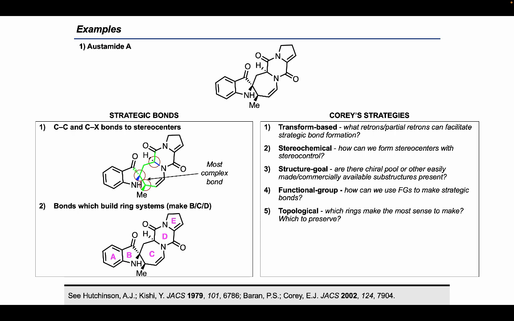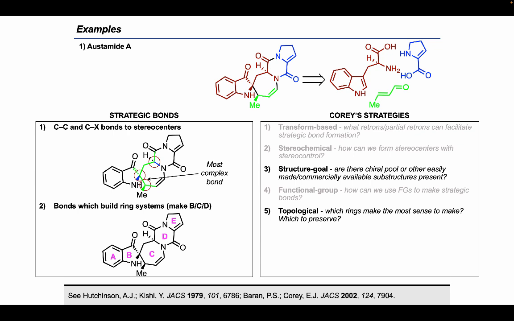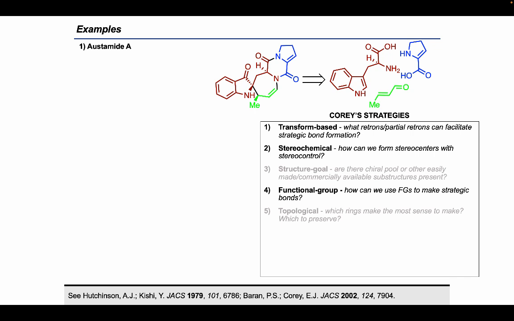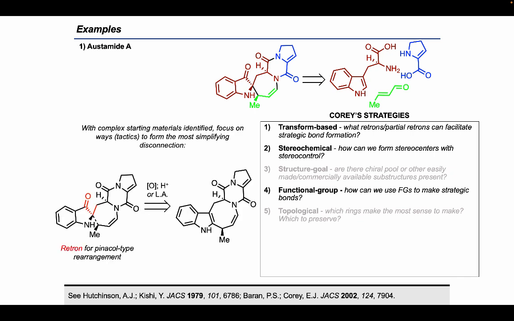When I think through these questions, the structure goal strategy leads me to recognize that austenite A contains tryptophan, dihydroproline, and butanol moieties. This also means that we can preserve rings A, B, and E, which is consistent with our initial identification of strategic bonds. Then, with these starting materials identified, we can focus on searching for tactics to form specific bonds. The lactams can be formed via amide coupling reactions, but the most challenging bond to make is that of the vicinal stereocenters. A search for retrons identifies the alpha-alkyl ketone highlighted in red as a retron for a semipinacol rearrangement, a transformation that is known and utilized in these kinds of indole natural products.